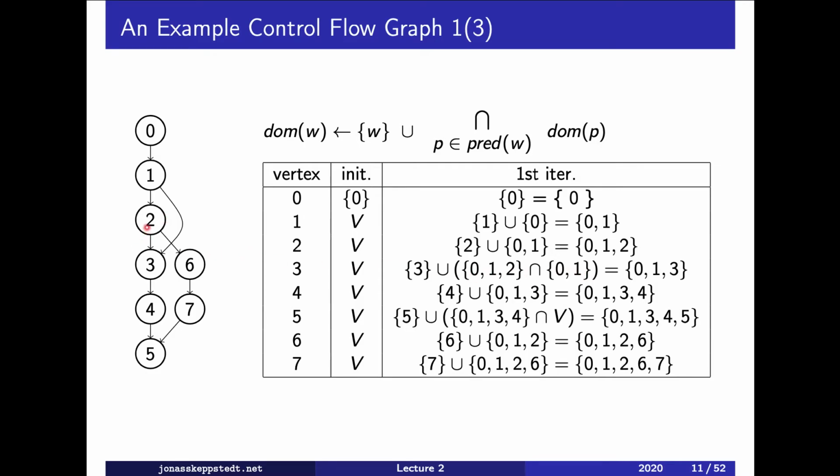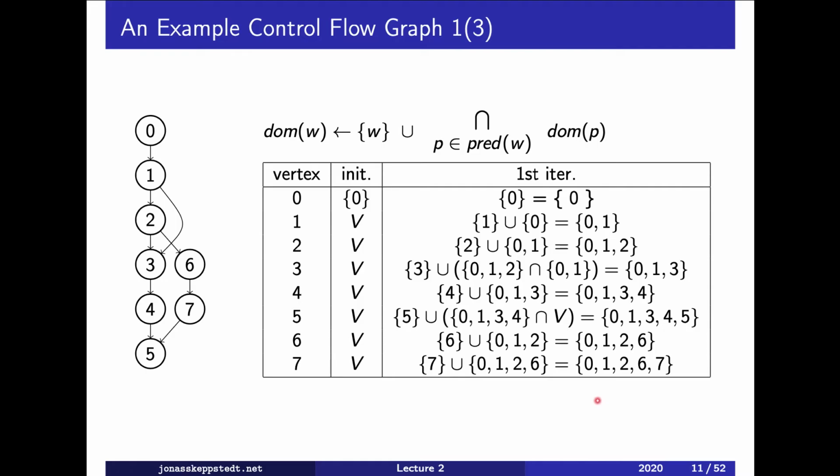And the predecessors are 1 and 2. And then we look here and we see that the intersection is 0, 1, and 3. Okay, and now we continue like this and take the intersection of the dominance sets of each predecessor. So this is the first iteration. And then there was a change, so we must do another iteration.